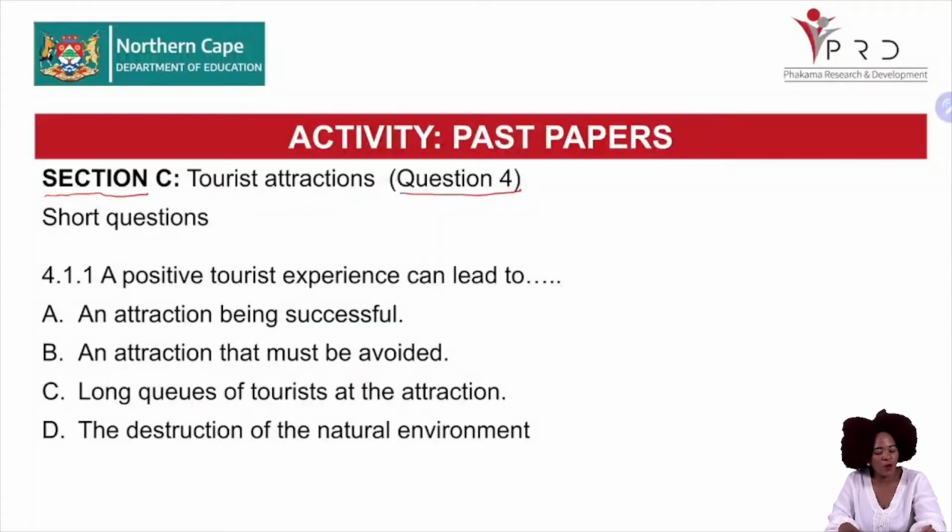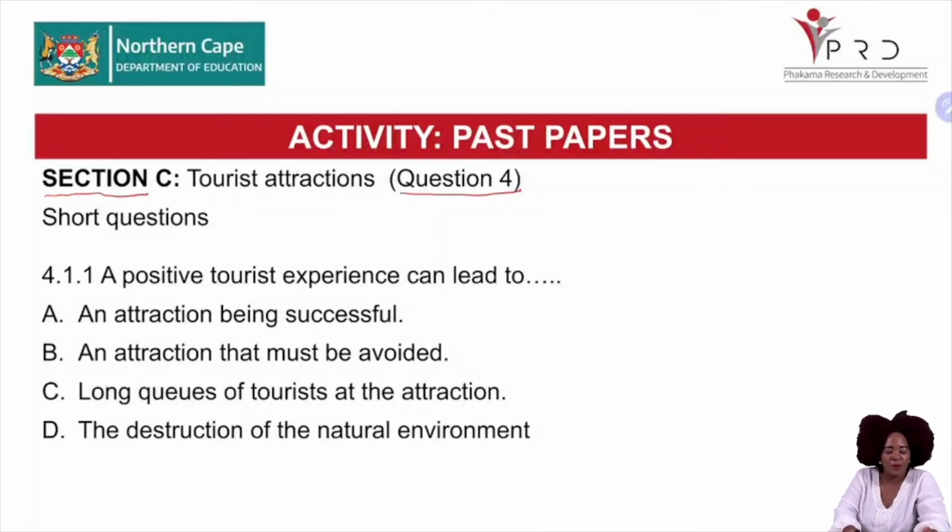So let us look at 4.1.1. A positive tourist experience. We are doing this together, grade 12 learners, but I know that while I'm reading, on the side, you are writing something. That is why each time we're doing the revision, please have a pen and paper, grade 12 learners, so that you quickly jot down whatever we're doing here, so that you write your own answers. When we get to the actual solutions, you just mark yourself. So this particular activity, we are doing it together.